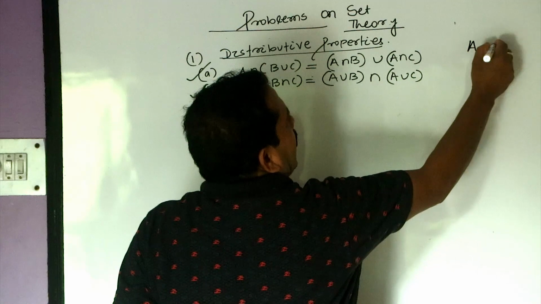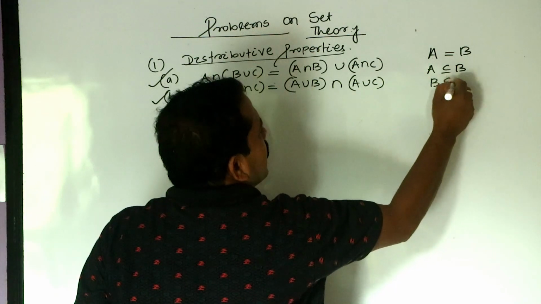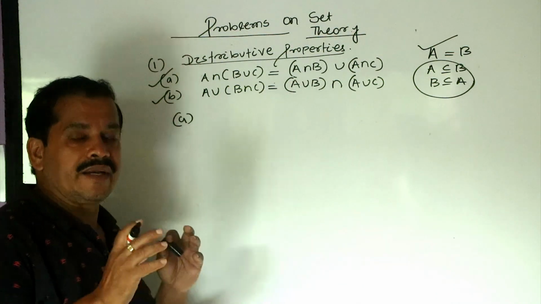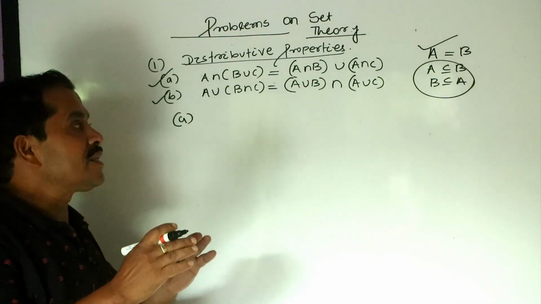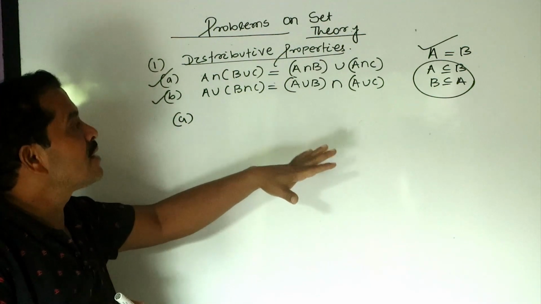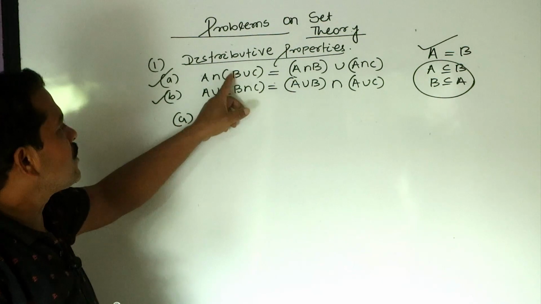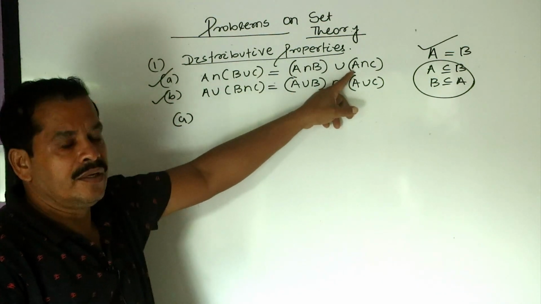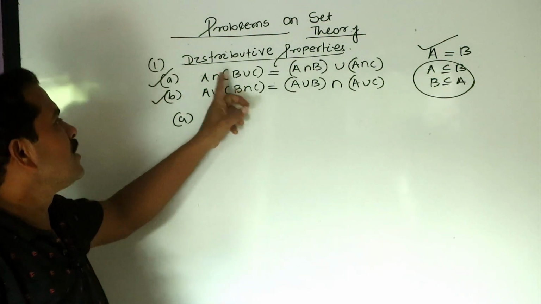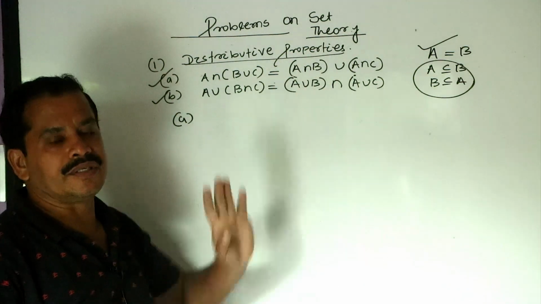Two sets A and B are said to be equal if A is a subset of B and B is a subset of A. Then we say that A equals B. First we have to prove A intersection (B union C) is a subset of this set, and similarly we have to prove this set is also a subset of this set. Then we conclude that A intersection (B union C) equals this set.